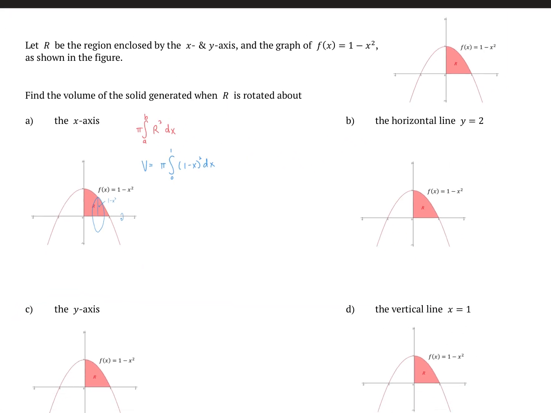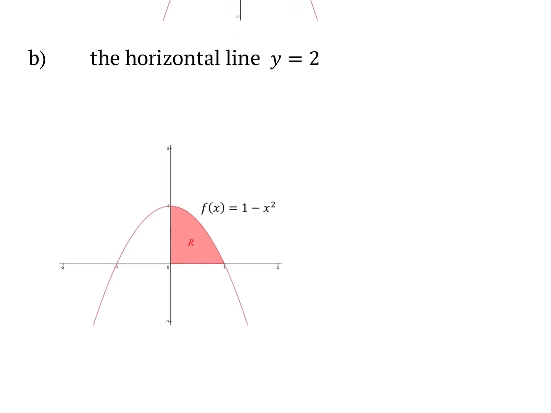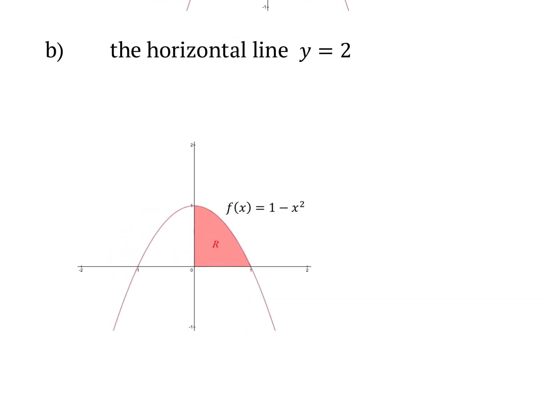Okay, so let's look at the next one. Now we're going to rotate this around the horizontal line y equals 2. So we're rotating it around this line here. All right, so notice a couple things. First off, that line of rotation is above this shaded region. So that's one thing to pay attention to. Also, this is what I was talking about, where there's a gap in between the shaded region and the line. There's all this space.